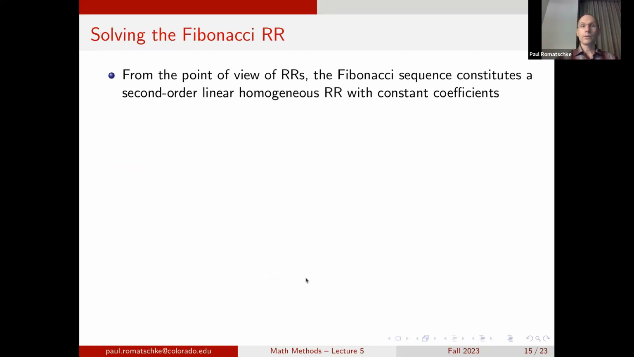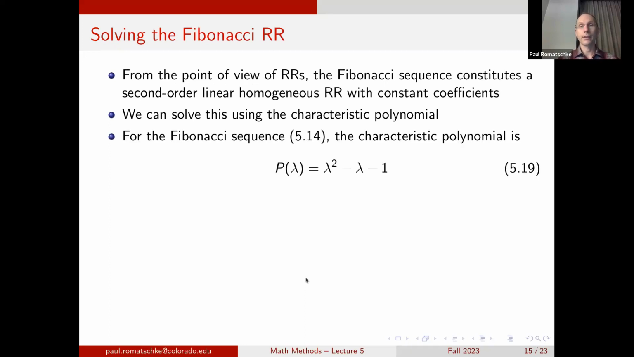From our point of view, the Fibonacci sequence constitutes a second-order linear homogeneous recurrence relation with constant coefficients. And as such, we know how to solve these types of recurrence relations. Namely, we solve it using the characteristic polynomial. For the Fibonacci sequence, the characteristic polynomial is easily found. It's lambda squared minus lambda minus 1.